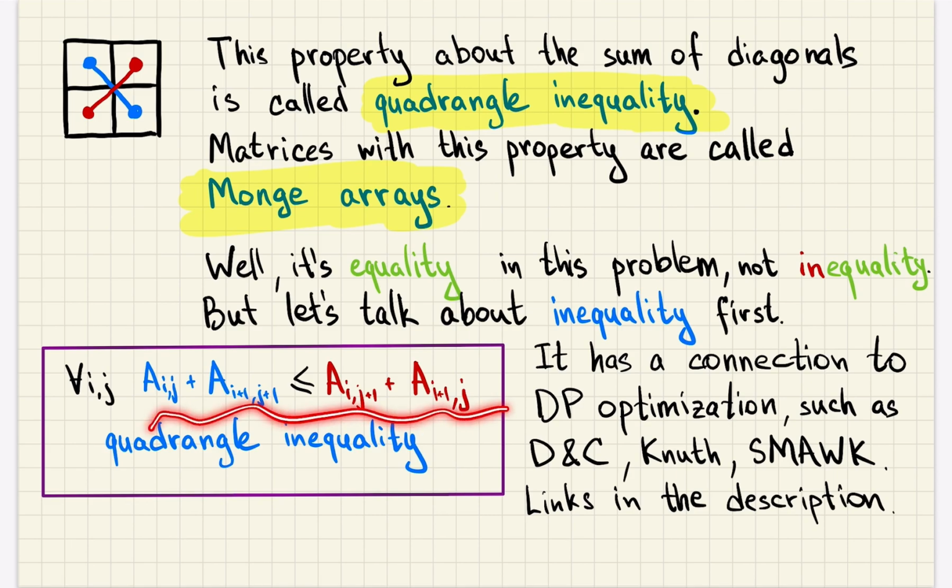So this is the quadrangle inequality. For every 2 by 2 square in the grid, the sum on the blue diagonal should be at most the sum on the red diagonal. This property, like having quadrangle inequality, is connected to dynamic programming optimizations such as divide and conquer optimization, Knuth optimization, and SMAWK algorithm. You can find more about that connection in the description, and we will talk a bit about why it can help with calculating something with dynamic programming.